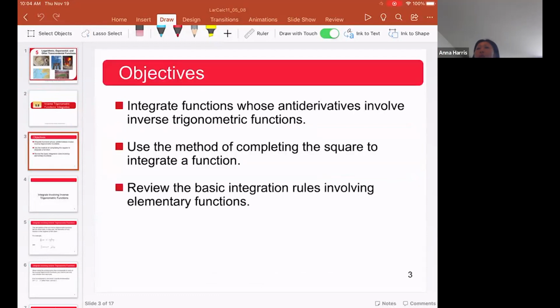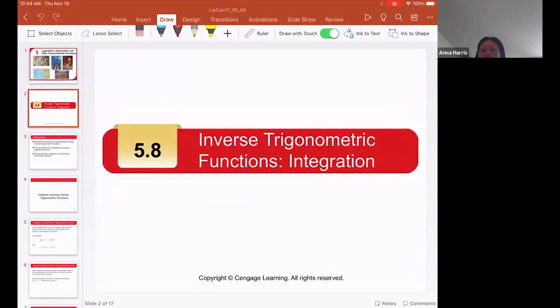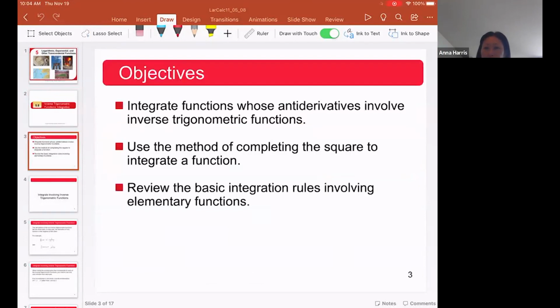All right, so let's move on to chapter 5, 5.8. It's inverse trigonometric functions and integration. The objectives: integrate functions whose antiderivatives involve inverse trigonometric functions, use the method of completing the square to integrate a function, and review the basic integration rules involving elementary functions.